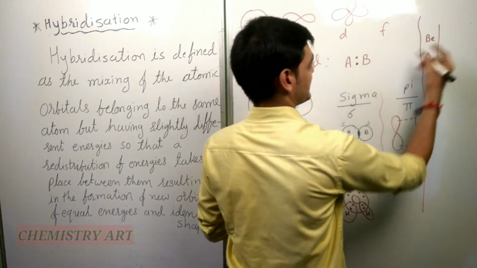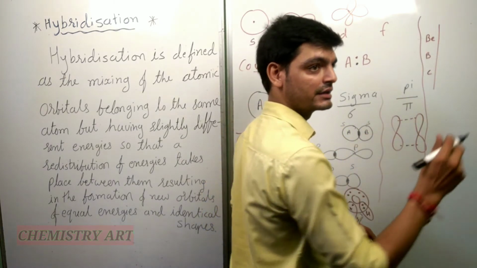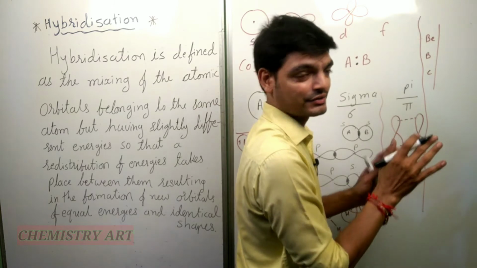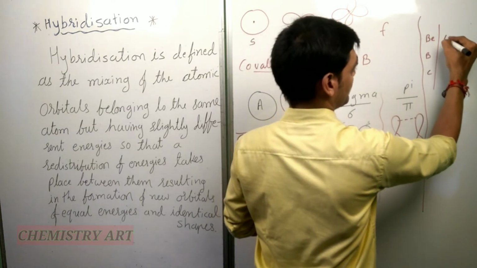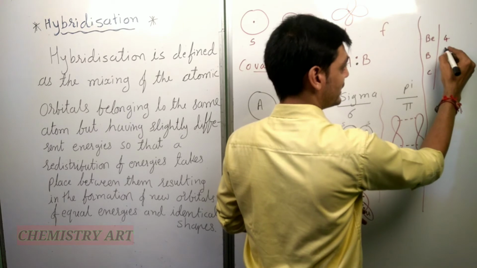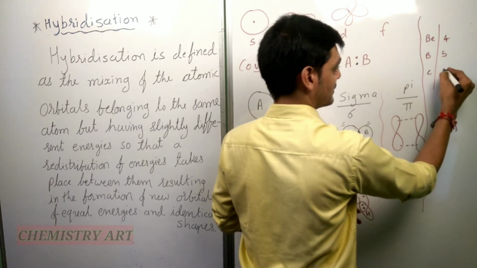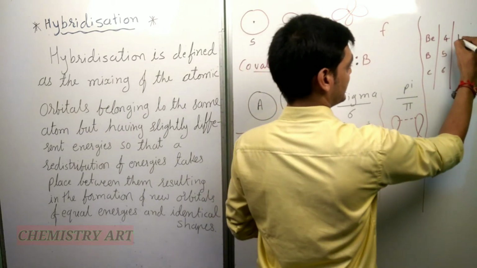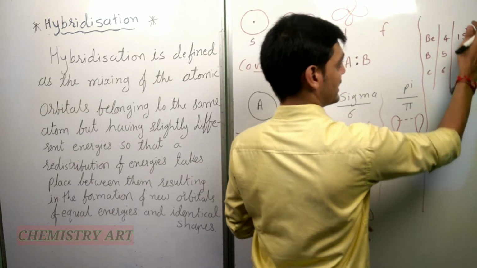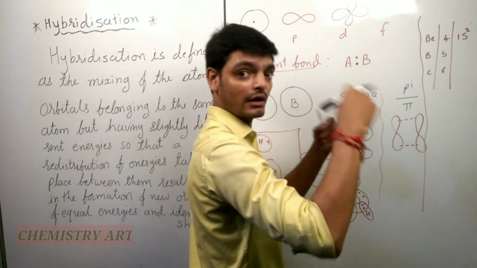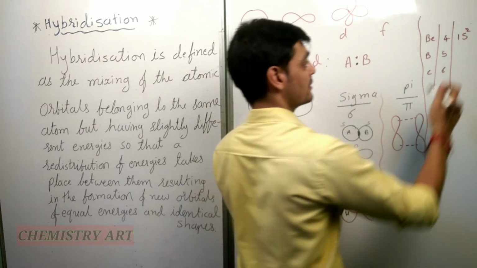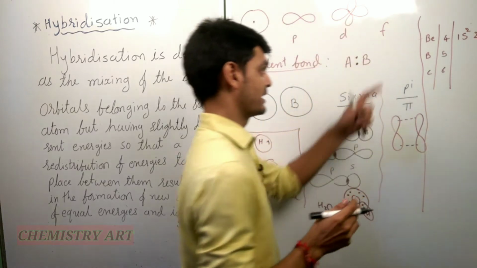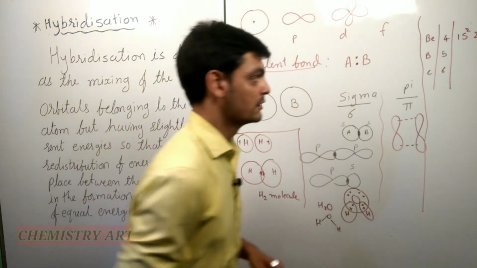What is the atomic number of beryllium? Do you know that? You need to remember it. The atomic number of beryllium is 4. Boron is 5. Carbon is 6. If we write the electronic configuration of beryllium, it can be written as 1s2, 2 electrons in the first atomic orbital, s orbital, and 2s2. It means that 2 electrons are filled.